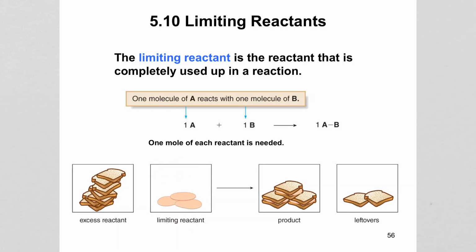It's exactly what happens. Instead of bread and ham, we're dealing with molecules. But we're always looking for the one that gets used up first, and that is the one that will tell me how much I can actually make. So just by looking at this picture, I can tell you that I cannot make more than 3 sandwiches because of the ham right here. And that is why the limiting reactant is important.